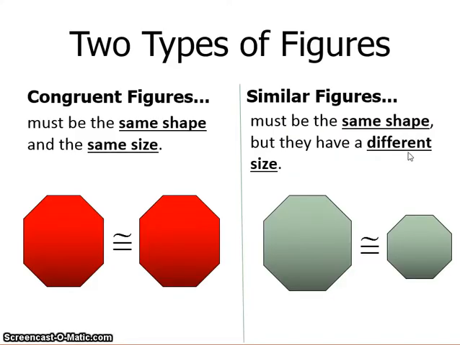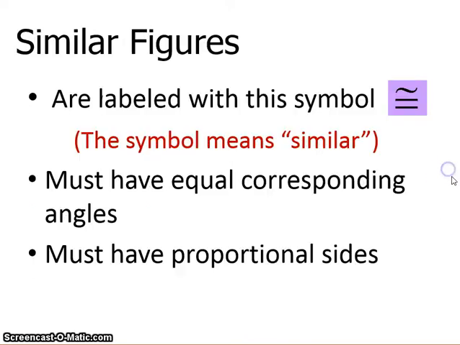First of all, let's look at two types of figures that we'll be talking about in this lesson. Congruent figures are figures that must be the same shape and the same size, and you can see that in the pictures of the stop signs here. They are both the same shape and the same size. The other figures we'll be talking about are called similar figures, and they must be the same shape, but they can have a different size, which you can see here by the blue stop signs. They do have the same shape, but they have different sizes. One is definitely bigger than the other.